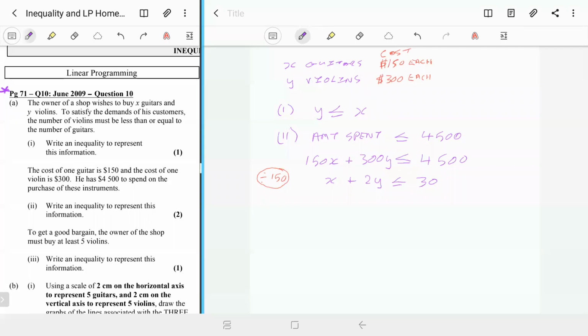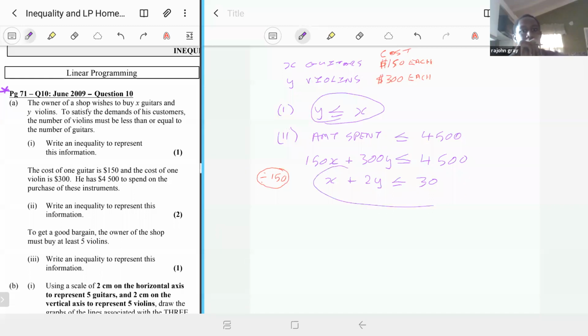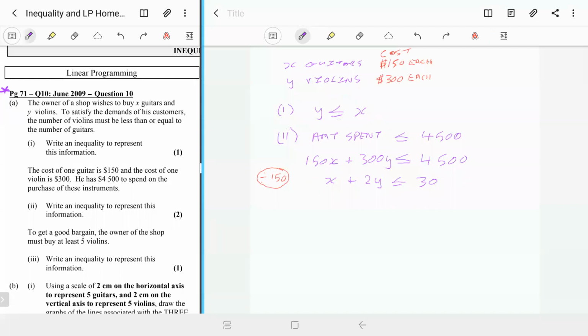Remember, we're going to have to draw this on a graph, right? But let's write the inequalities first, and then we'll deal with that part afterwards.